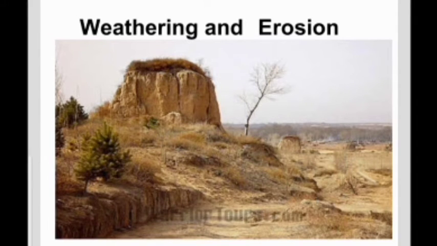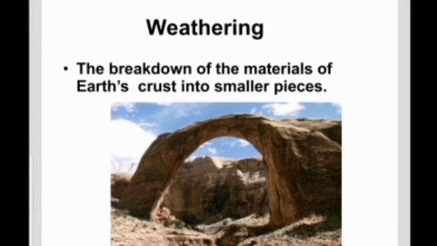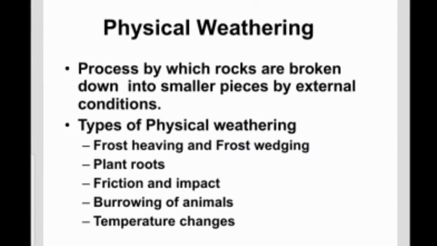Weathering is the breakdown of the material of the earth's crust into smaller pieces. It means that if a rock or other material breaks down into small pieces, or in other words loose materials, the process is called weathering. There are two types of weathering: physical weathering and chemical weathering.